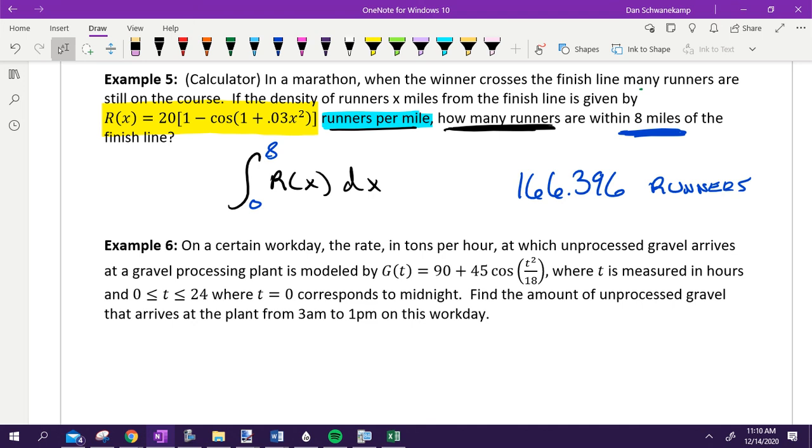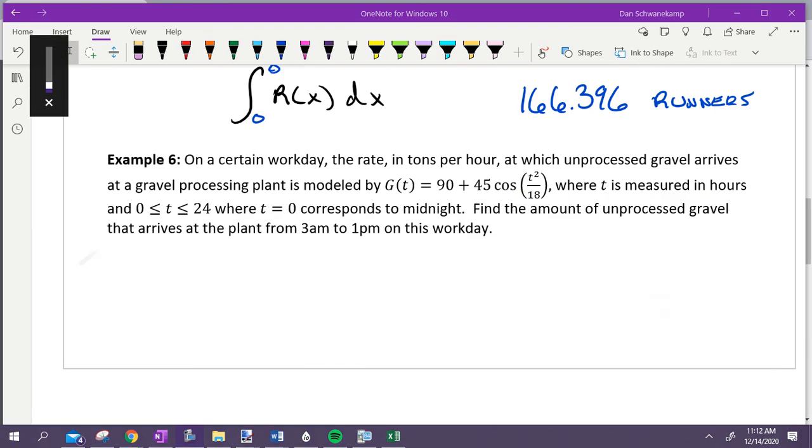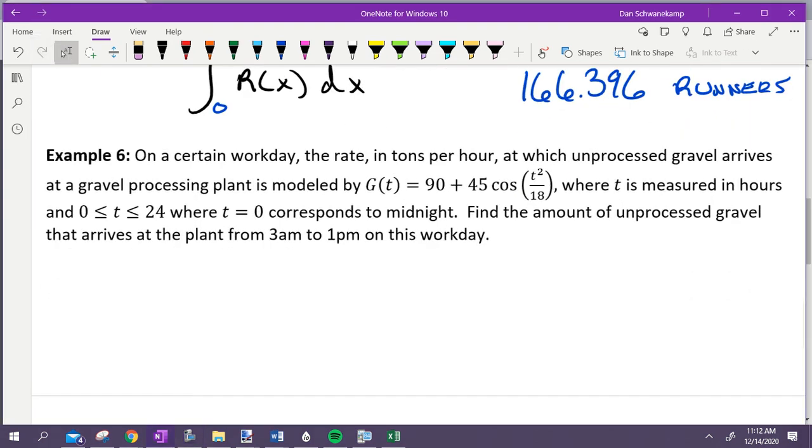Uno más. Look at example 6. Read it with your neighbor. Be careful with your bounds on number 6. So looking at example 6, on a certain workday, the rate in tons per hour, again, they gave us a rate, at which gravel arrives is given by this equation, when t is measured in hours from 0 to 24. Find the amount of gravel that arrives from 3 a.m. to 1 p.m. So to go from a rate to an amount, we integrate.